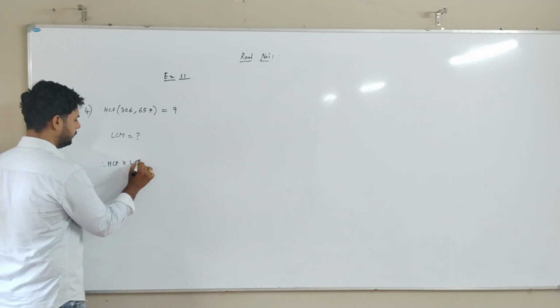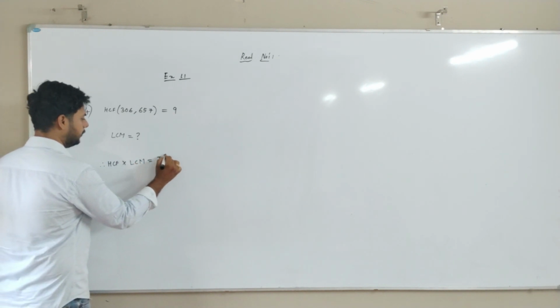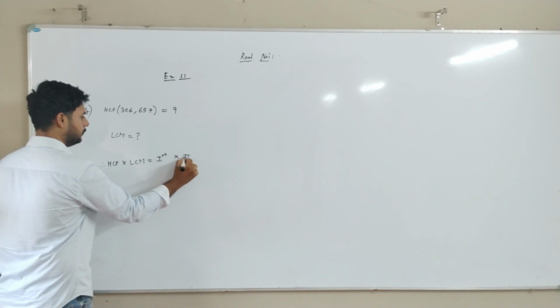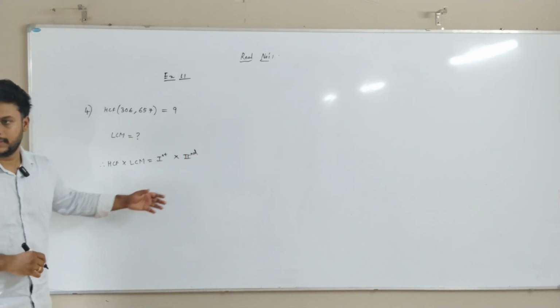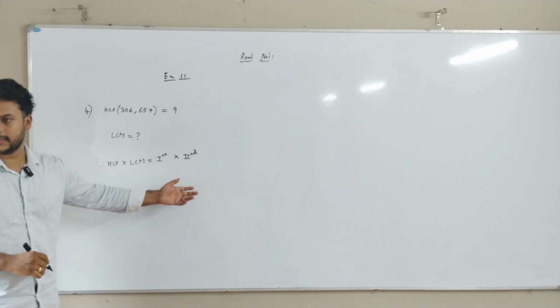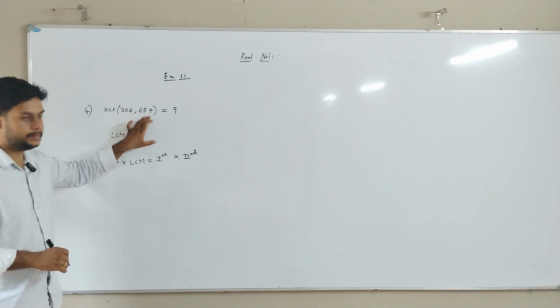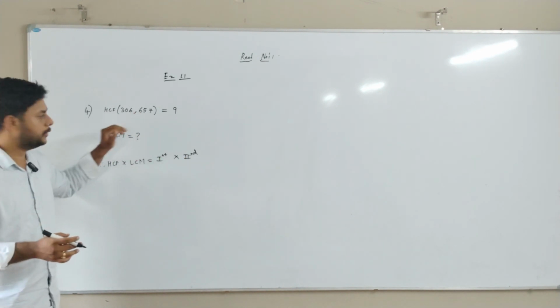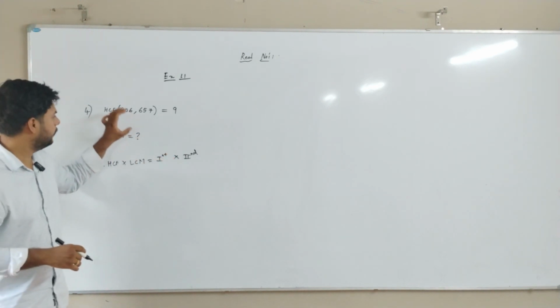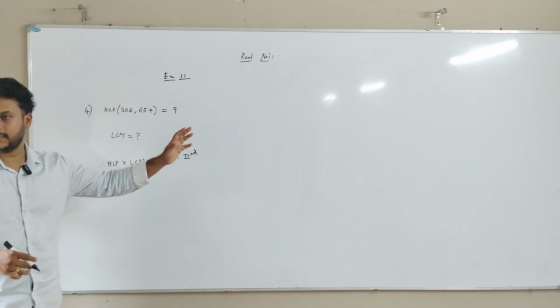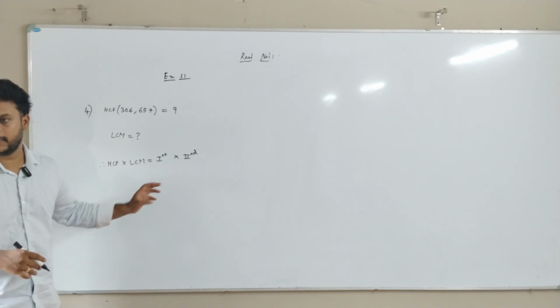HCF into LCM is equal to first number into second number. Remember this? First number into second number. HCF into LCM is equal to first number into second number. If I multiply both of these, the answer should be equal to HCF into LCM. So that is the formula I am going to use. Again, don't take these numbers and sit and do LCM. You should go by formula.